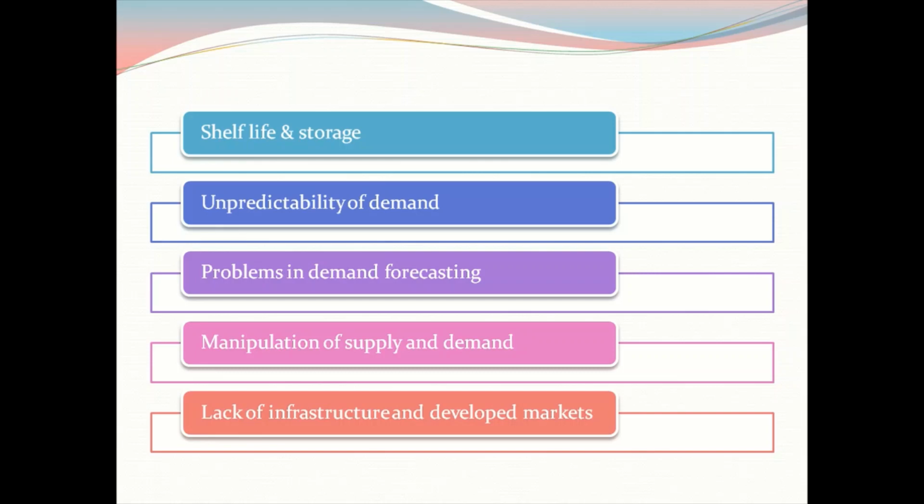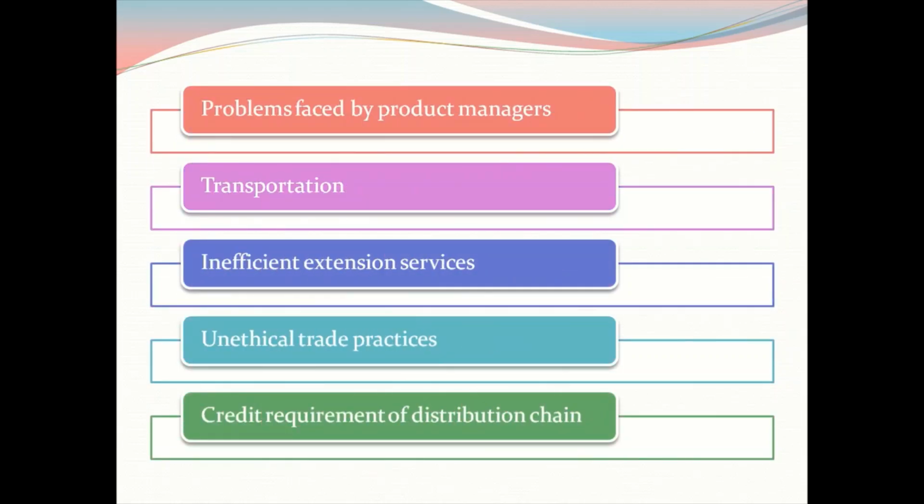Number 5. Lack of infrastructure and developed markets. The villages of India are highly dispersed, making the distribution of agricultural inputs very difficult. Power supply is still highly irregular. The other challenges faced in the seed industry for production and distribution are problems faced by product managers, transportation, inefficient extension services, unethical trade practices, and credit requirement for the distribution chain.